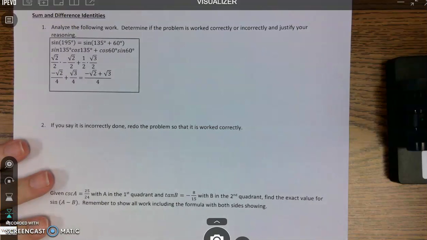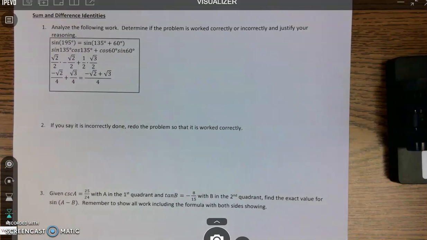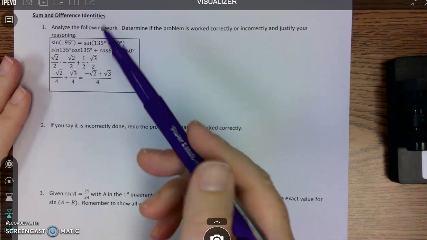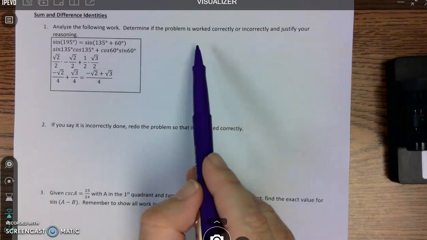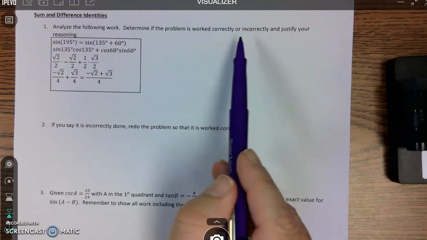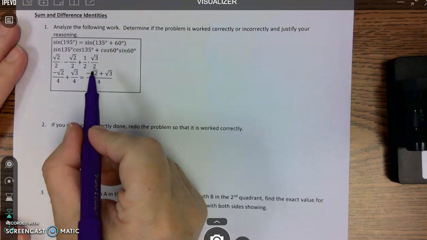Hi there. So here is the sum and difference identities. It says analyze the following work. Determine if the problem is worked correctly or incorrectly and justify your reasoning.